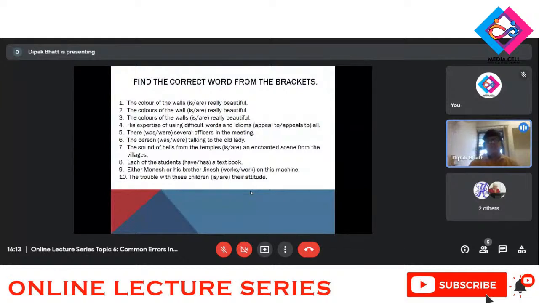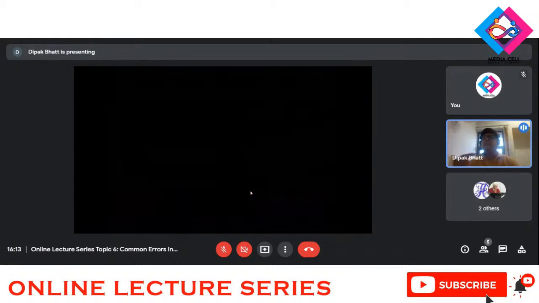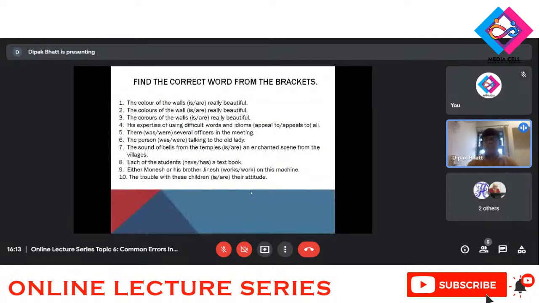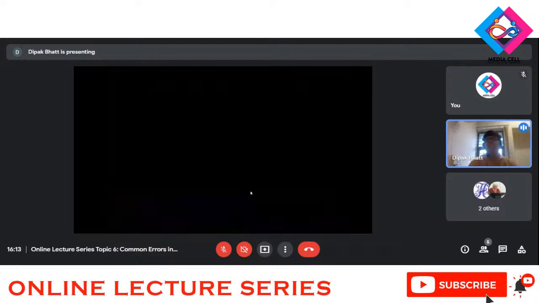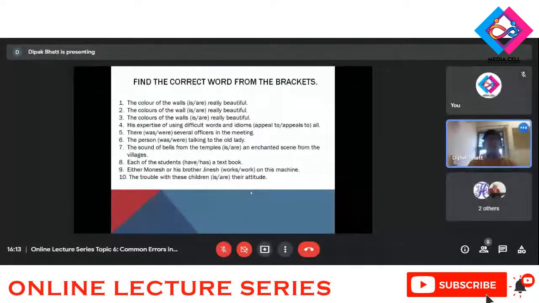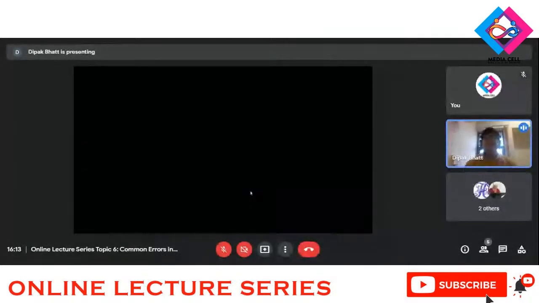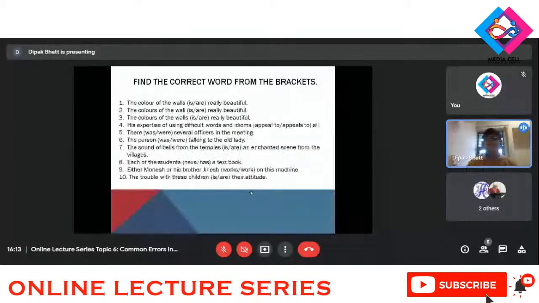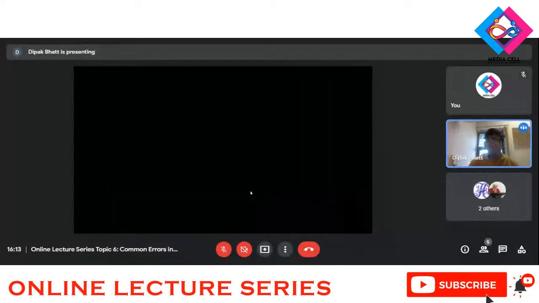Now in the second sentence, you can see the colors of the wall. Now you can understand the difference. What will come? The colors of the wall are really beautiful, because now your subject is plural, the colors. And the third sentence, which is a little different, says the colors of the walls are really beautiful. Why will are come here? Because it has all the subject items as plural. You got this? So these are the three sentences.